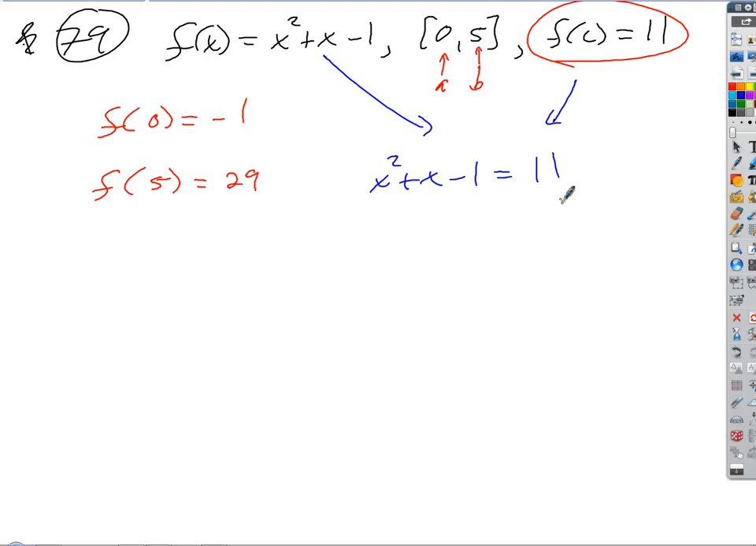Factor. Okay, but before, I can't factor it yet. What do I have to do first? Good, I've got to put it in standard form. I've got to set it equal to 0. Right? It's got to equal 0, so when I factor it, I can apply the zero product property, right? So subtract 11, x squared plus x minus 12 equals 0.